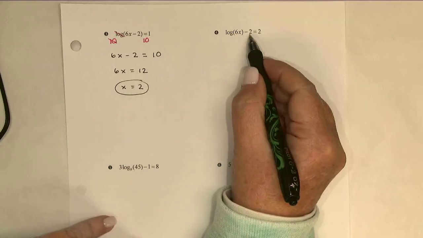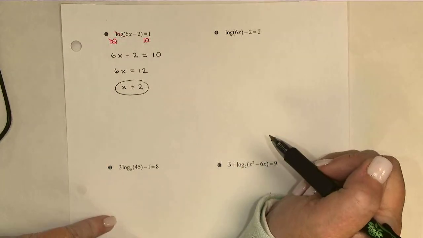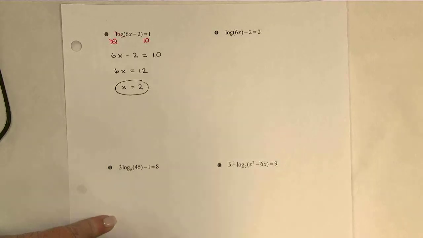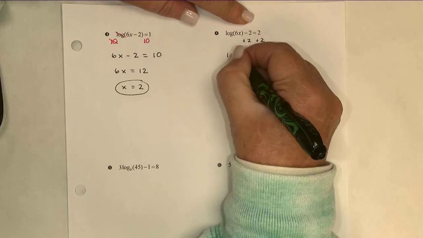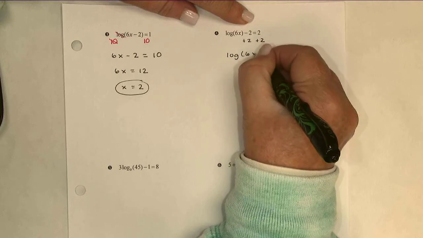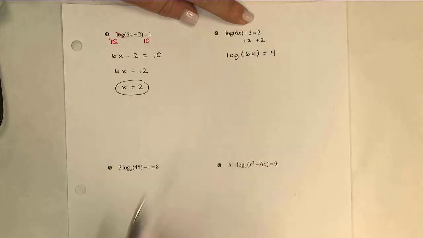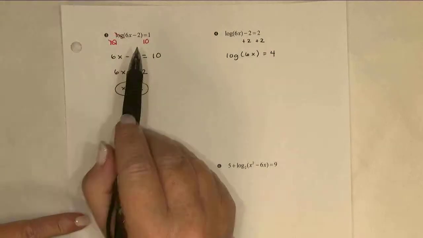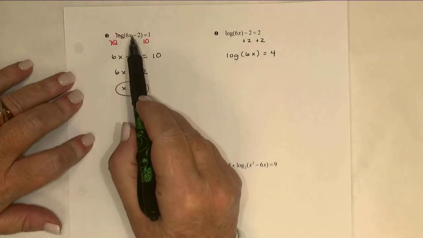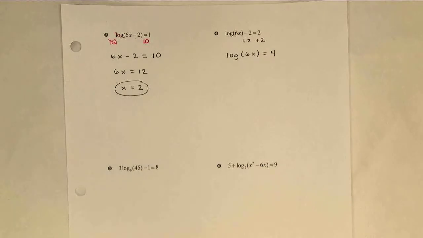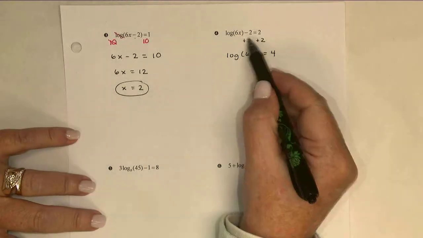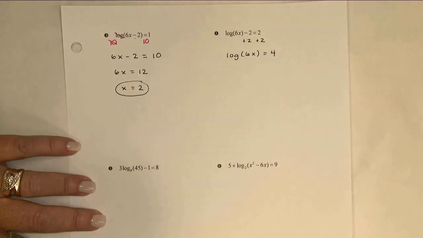In number 4, that minus 2 is not part of the argument. It's outside the log. So I need to isolate my log by adding the 2 first. The logarithm of 6x equals 4. Notice I cannot remove something from the argument. I was not able to add the 2 on this one because it was inside the log function. It was part of the argument. I can only multiply, divide, add, subtract things that are outside the argument of the log function.